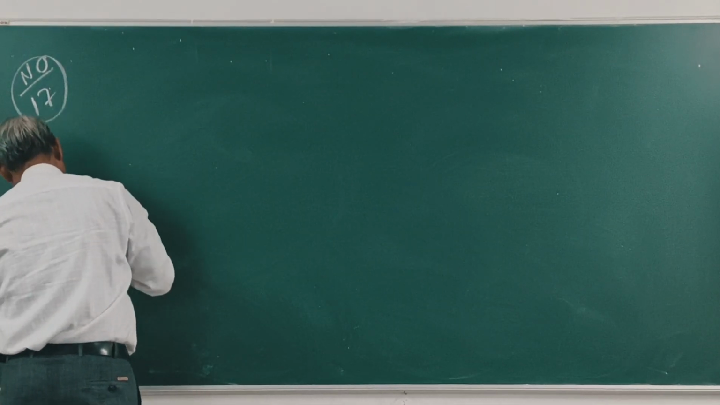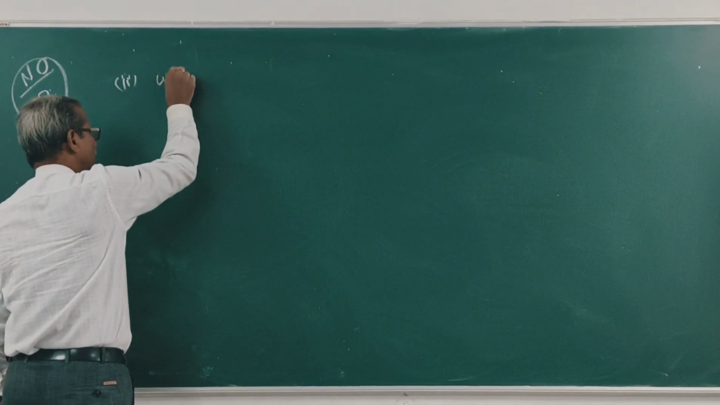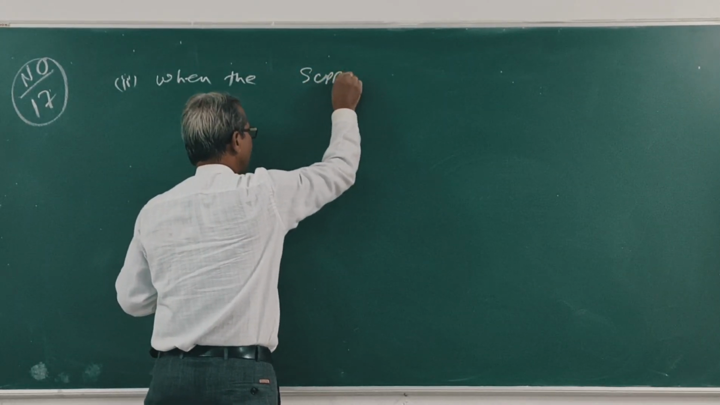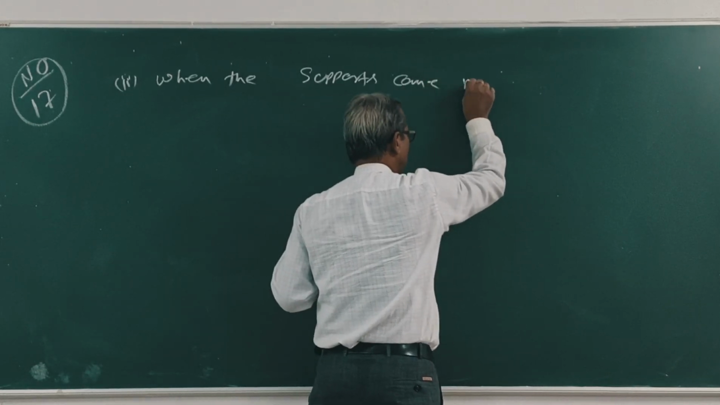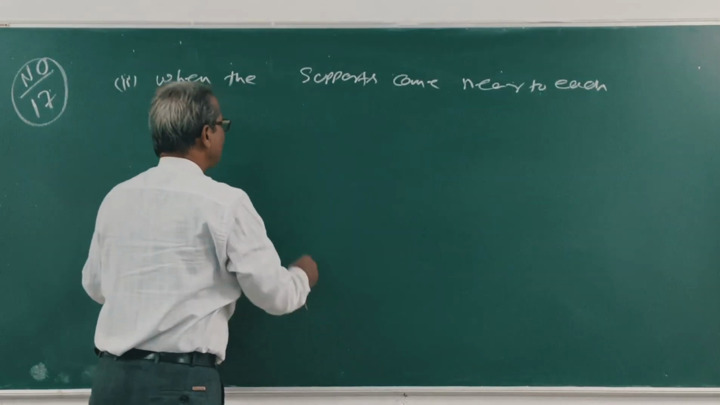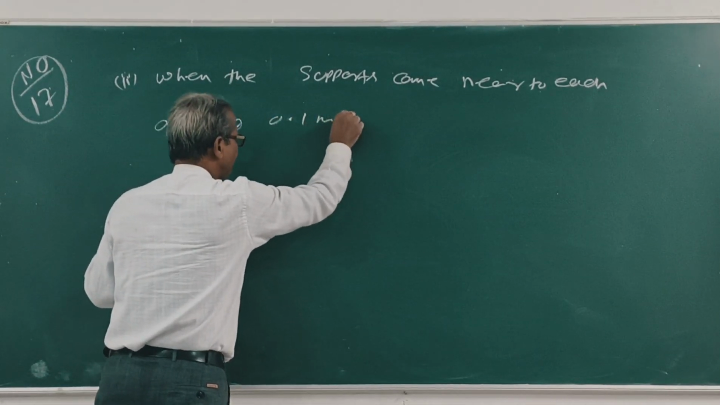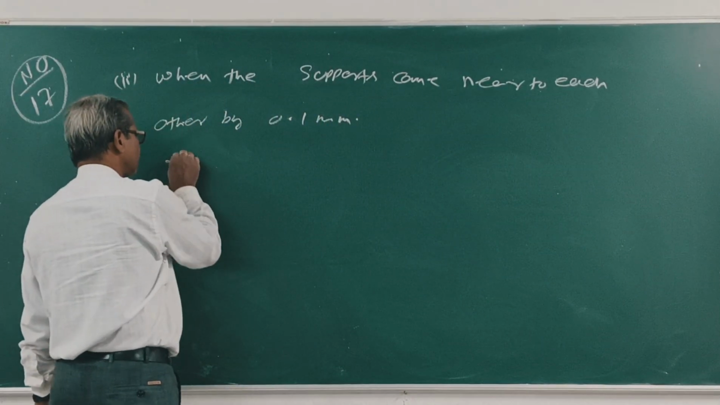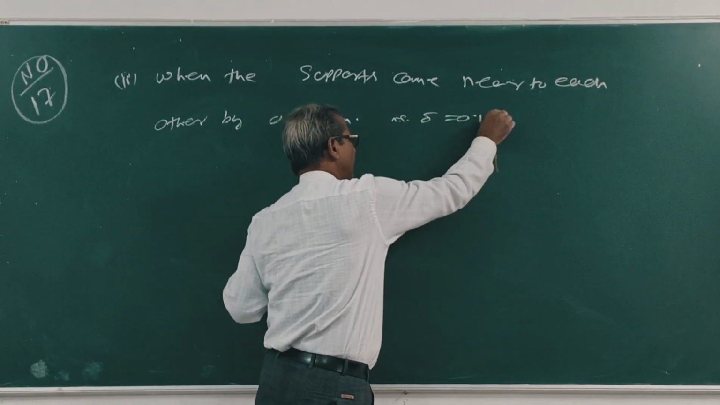Next, bit 2, when the supports come near to each other by 0.1 mm. Clear? In this case, that is delta. That is delta is equal to 0.1 mm.